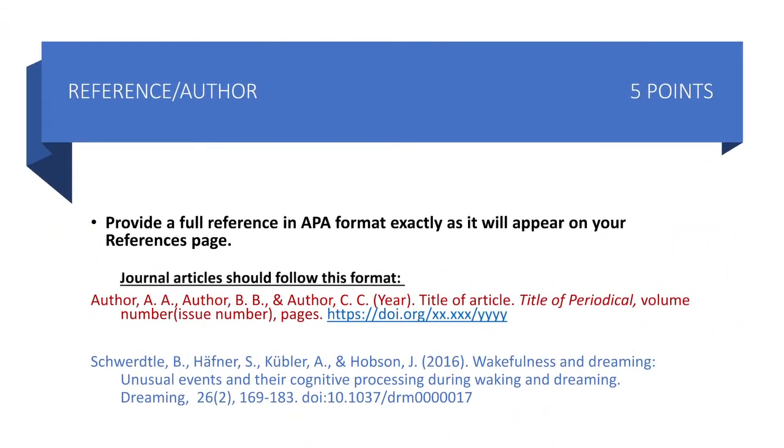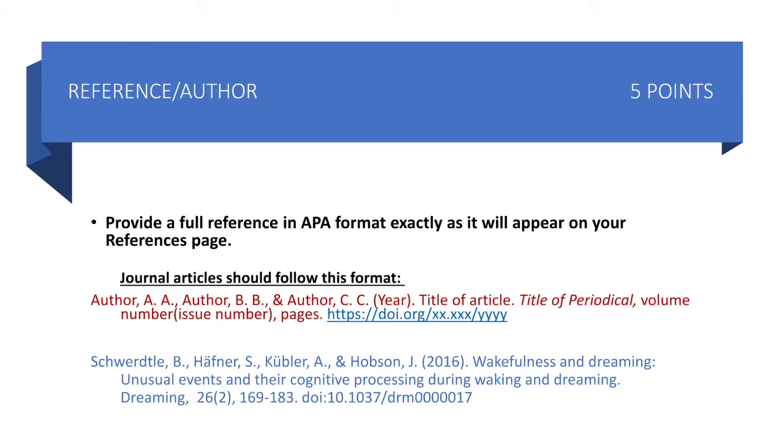The first section of the source evaluation has 2 parts, reference and author, and it's worth 5 points. It says provide a full reference in APA format exactly as it will appear on your references page. You'll recall from XPOS that MLA had a works cited page. Here we're going to use APA format, and here's a model for a scholarly journal article right out of the OWL. Okay, I cut and paste it right from the OWL.